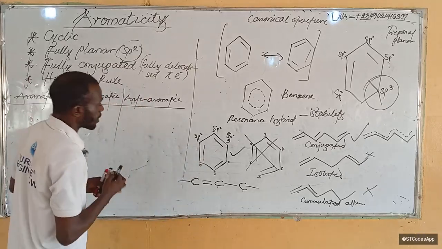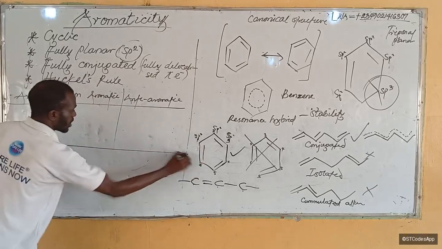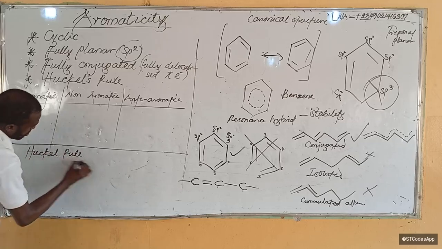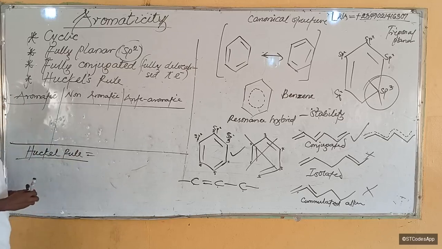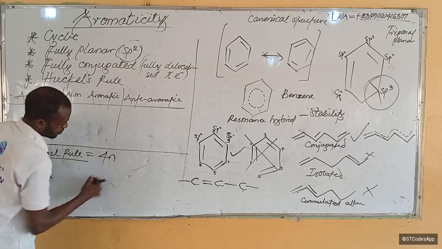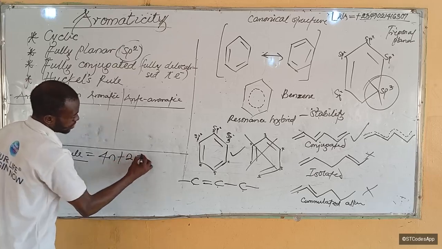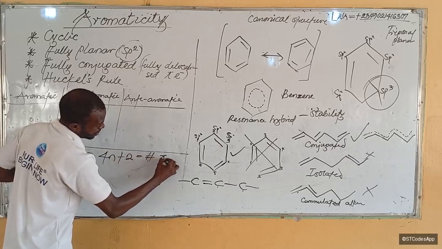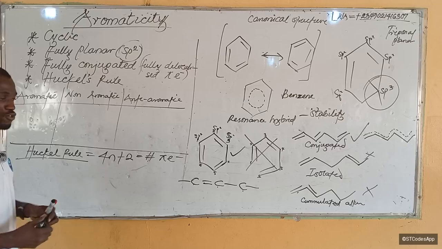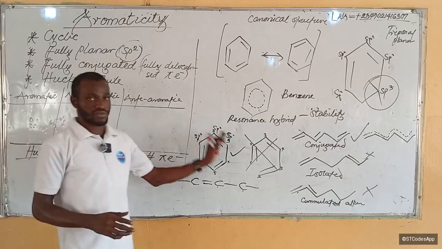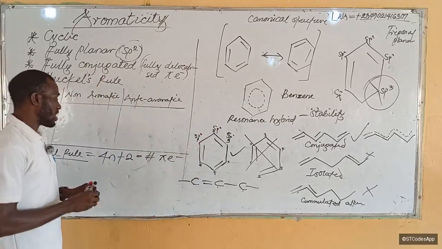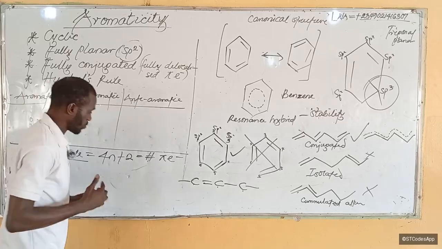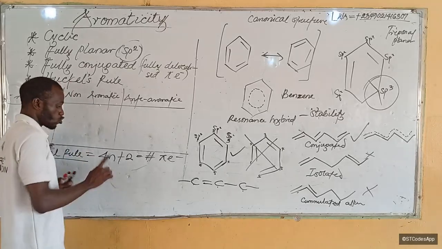Then Huckel's rule. Now, Huckel's rule is very important. It is a formula, okay? One of the formulas that you learn in organic chemistry, which is 4n plus 2 is equal to the number of pi electrons that are there. Number of pi electrons. Okay, there are two ways to solving this. Now, if I want to use benzene for an example, what I want to do is this. If you want to solve for n, listen. To know if the molecule is aromatic, solve for n.